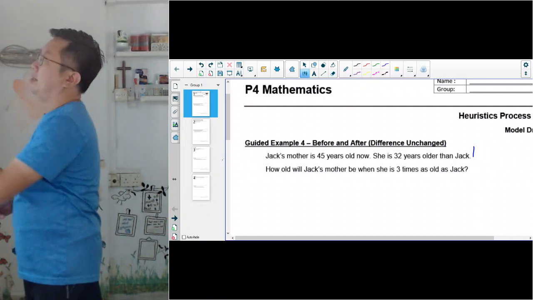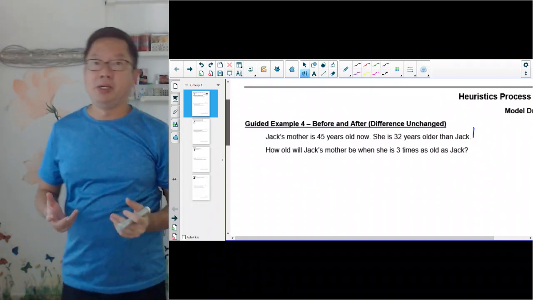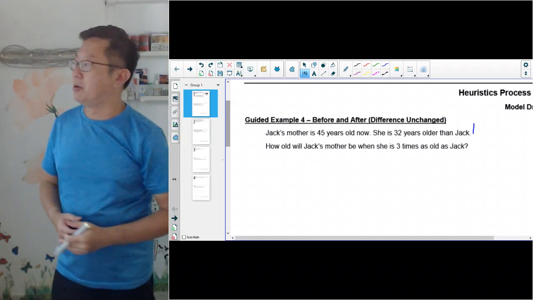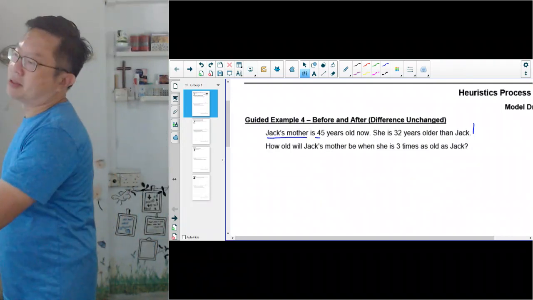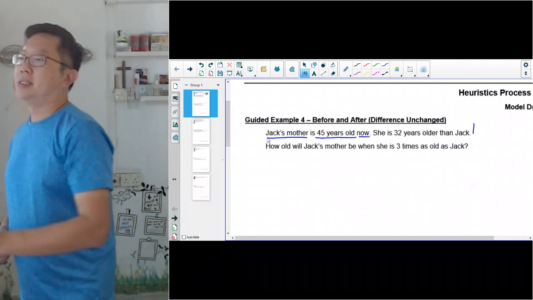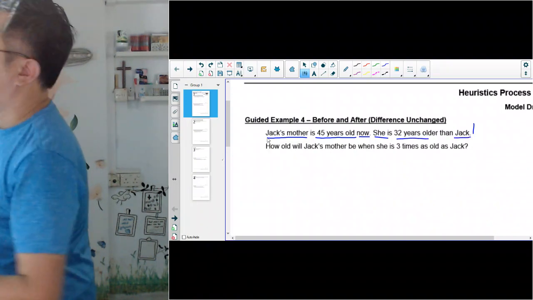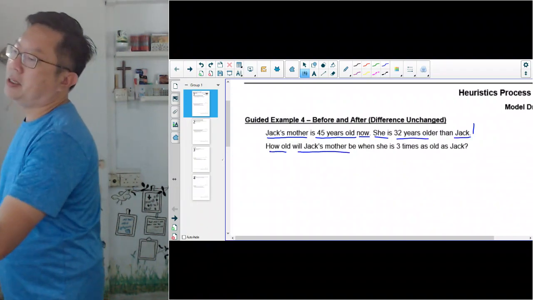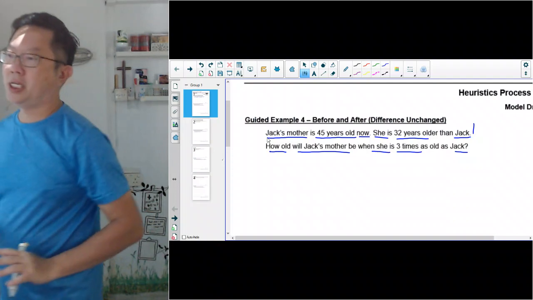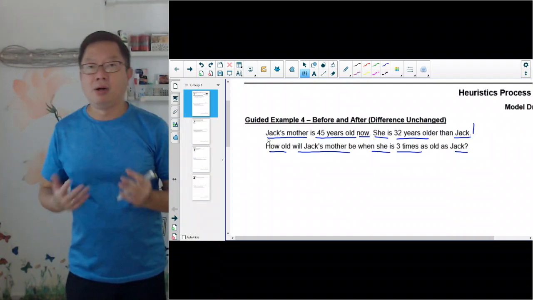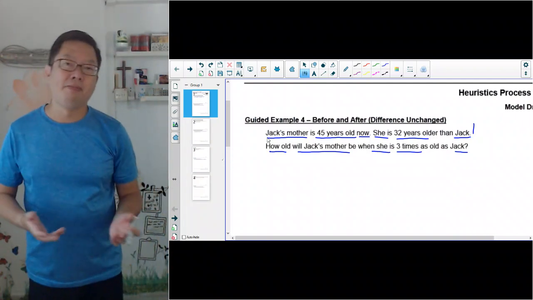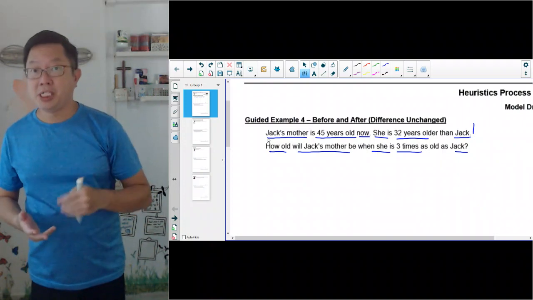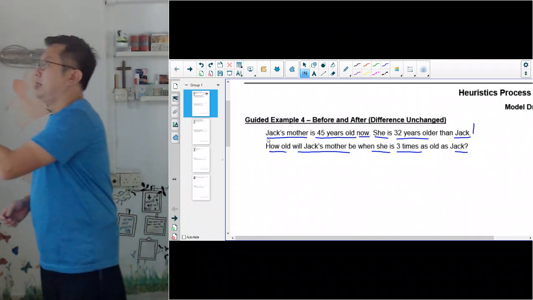Okay, so let's look at the first problem and let's see how we draw the model to solve this age problem. Jack's mother is 45 years old now. She is 32 years older than Jack. So how old will Jack's mother be when she is 3 times as old as Jack? Whenever you have an age problem, it is a before and after problem. So what is unchanged? The age difference is unchanged.